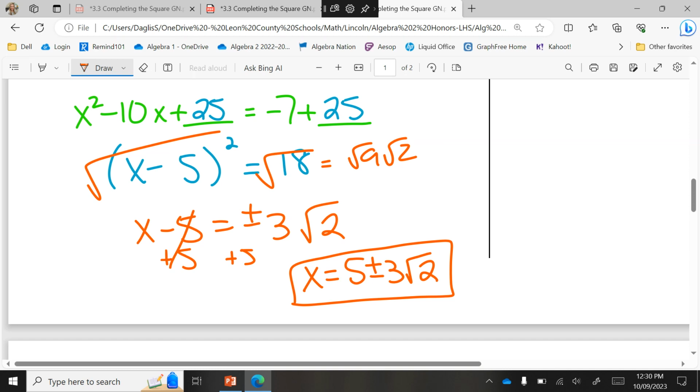Yeah, technically they're not like terms. Right? I can't do that. If it was 5 plus 3x, you wouldn't put it together. Right? So 5 plus 3 square root 2, 5 minus 3 square root 2, not like terms, you can't combine them.